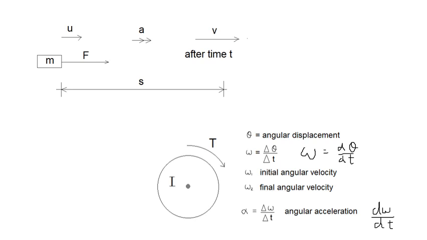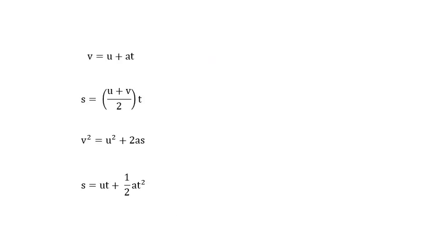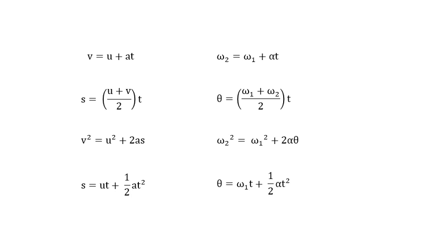Important point on this slide is that everything's analogous. Look, they're so similar, these two. And you've learnt these, haven't you? You must learn your Suvat equations. I'm not going to talk through them. They should be very, very familiar. Well, how about these? And again, instead of v is u plus at, it's omega 2 is omega 1 plus alpha t, etc.